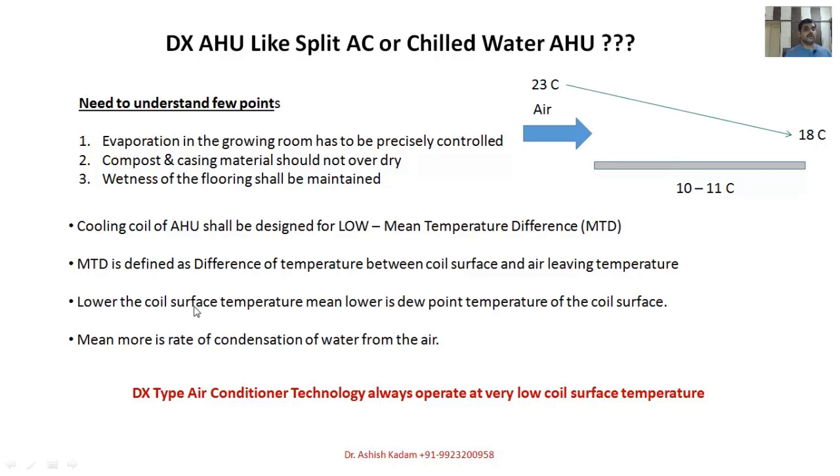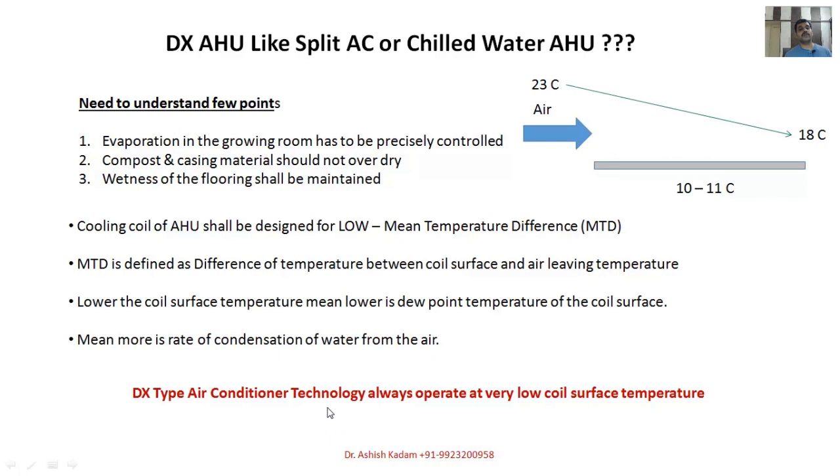So lower the coil surface temperature means lower is the dew point temperature of the coil surface. So if you operate your coil with 5 degree of water instead of 10 degree, means you are operating the coil at a lower dew point temperature. Now in the last example we recommended to operate the coil at 15 degree, means you are operating the coil at a higher temperature, means your dew point temperature has also increased, means your rate of water condensation will be very less. While the lower temperature means more rate of condensation of water from the air.